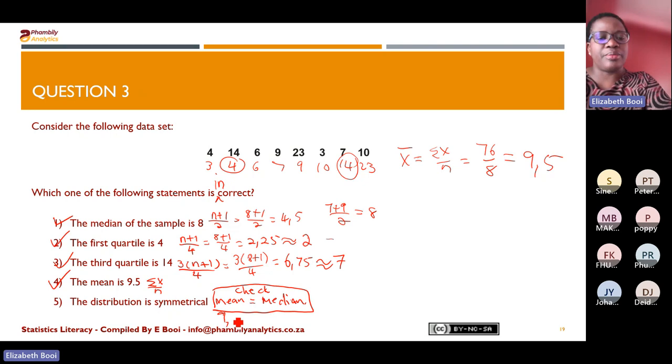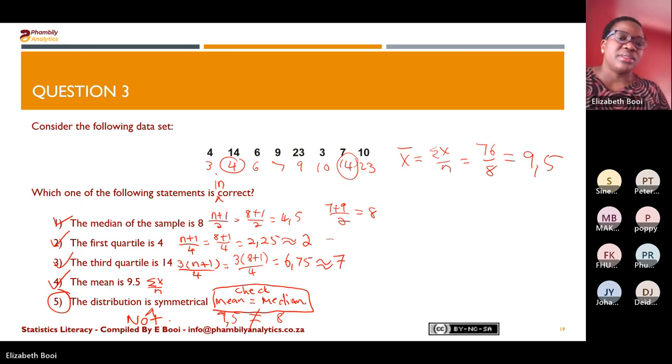Let's check. Our mean is 9.5. Our median is 8. They are not equal. Therefore, they are not symmetrical. Then it means our incorrect answer is 5. That's why I said it's just a typing error. You will find certain questions like this in the assignment or exam where you get typing errors. Do not panic. Send an email to your lecturer or your e-tutor to alert them so that they can check and correct it.